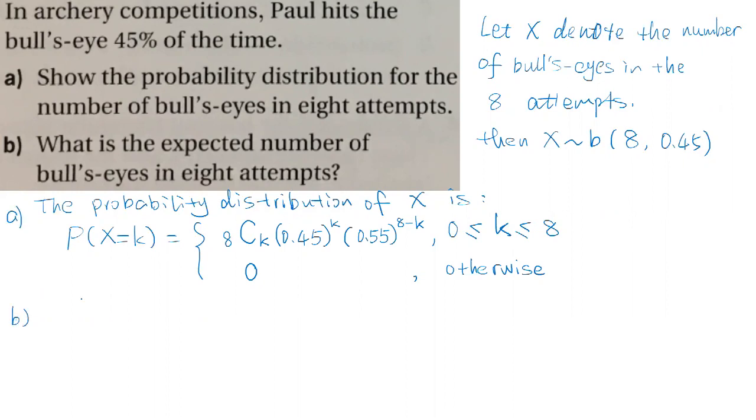Okay, question B. The expected number of bullseyes, that means E(X), right? Because X is a binomial random variable, E(X) is np, which is 8 times 0.45, which is 3.6. Right? Any questions?